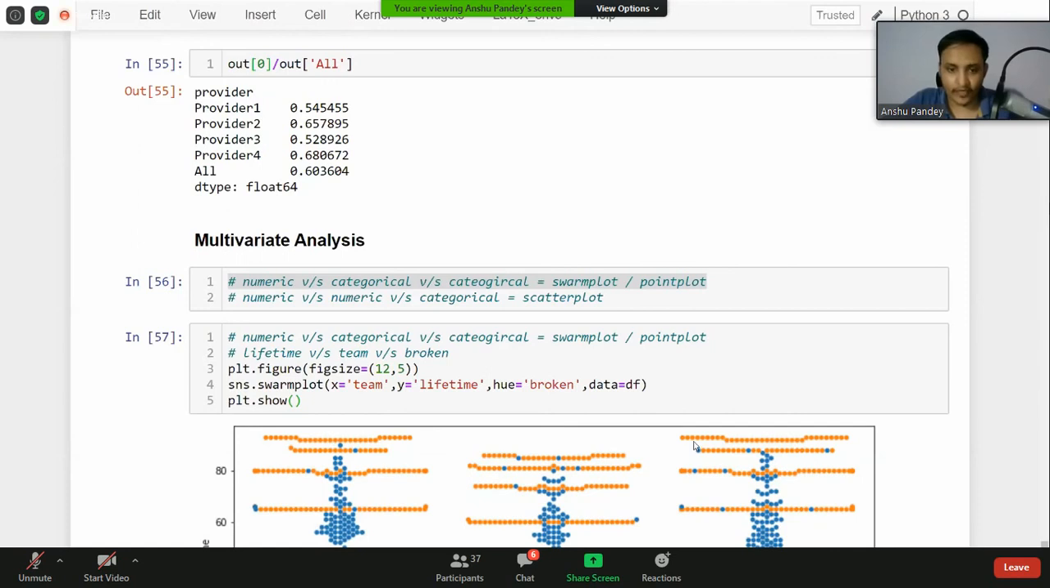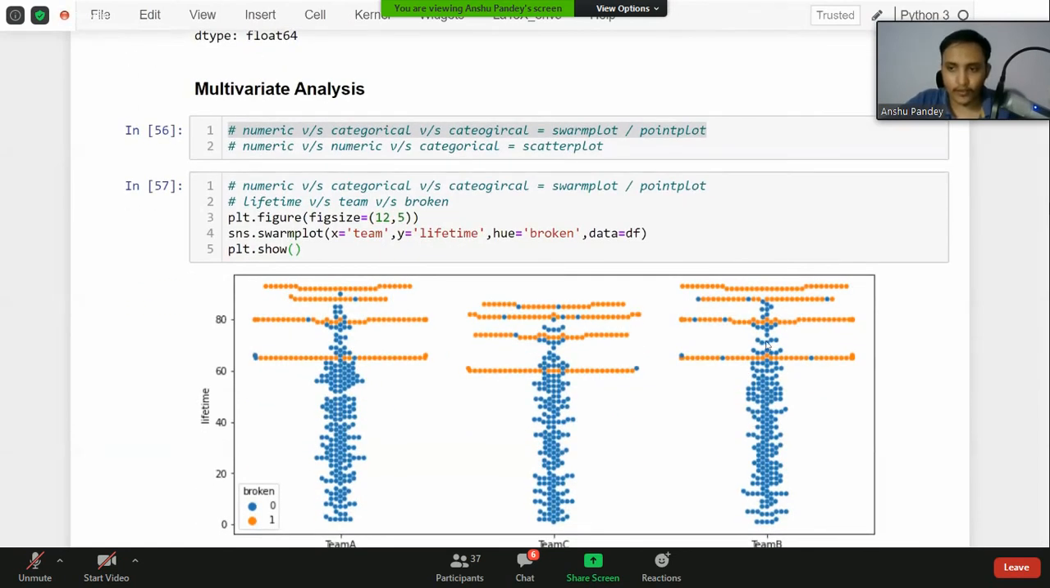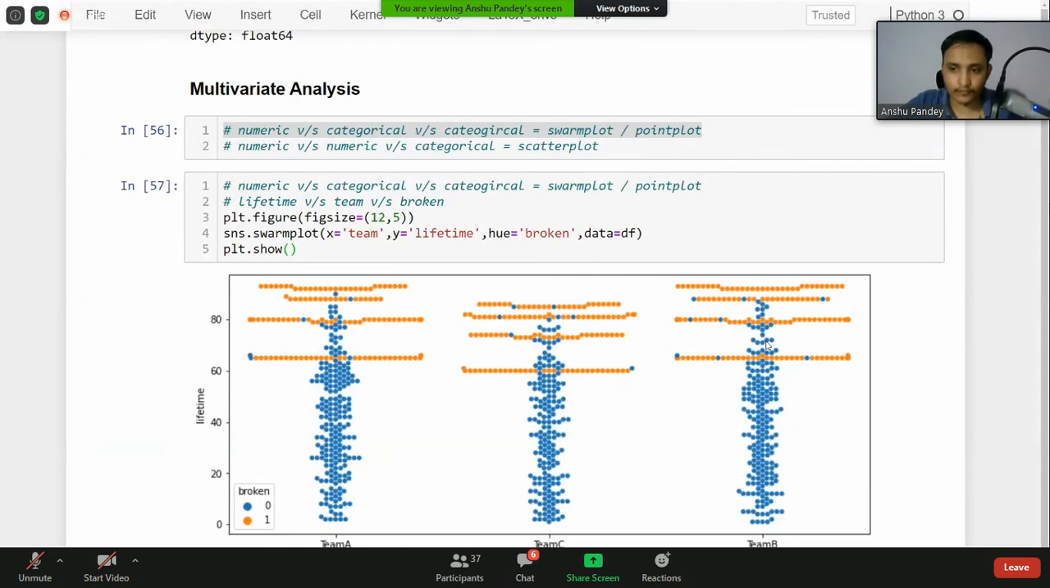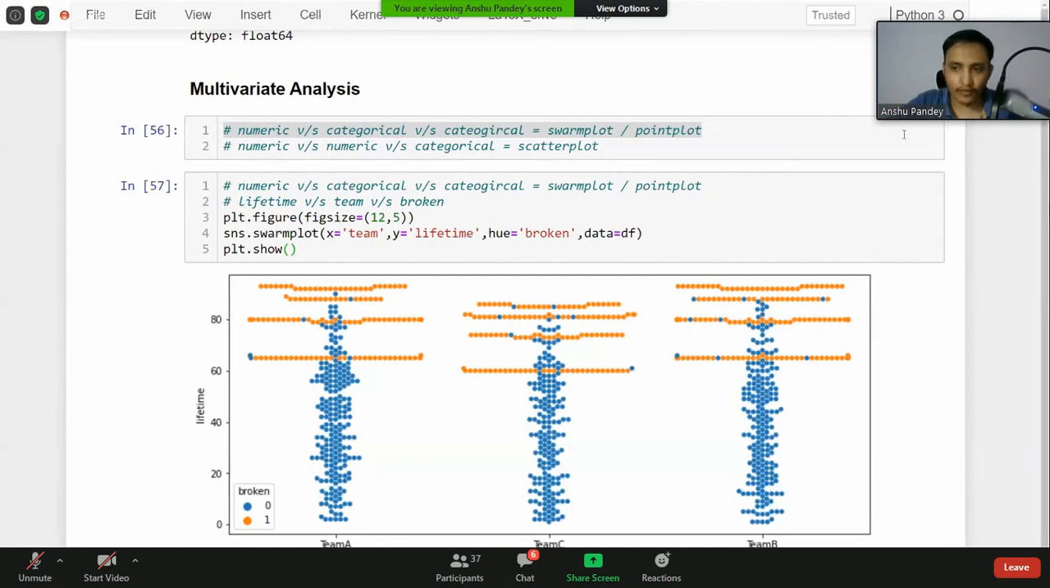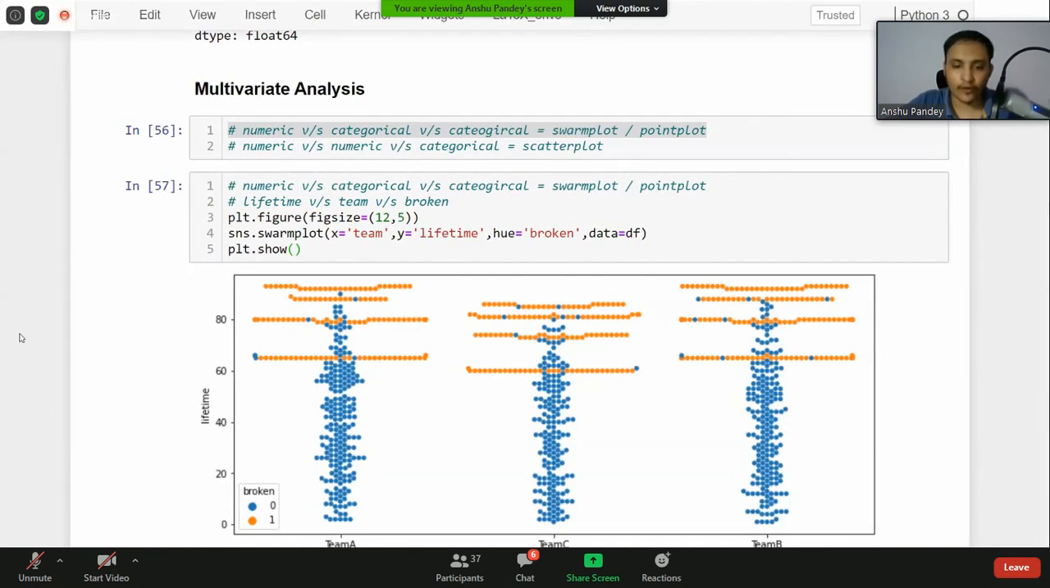So now we have the data, right? We have drawn the plot of the graph. The x-axis shows team A, team B, team C, and the y-axis shows the lifetime. Now this is the swarm plot, so every dot here is a machine. There are a total of 1,000 dots here. So x-axis is team, y-axis is lifetime, and hue, the meaning of hue is color. So color is broken. Broken is represented by two different colors, two categories represented by two colors, 0 for blue and 1 for red.